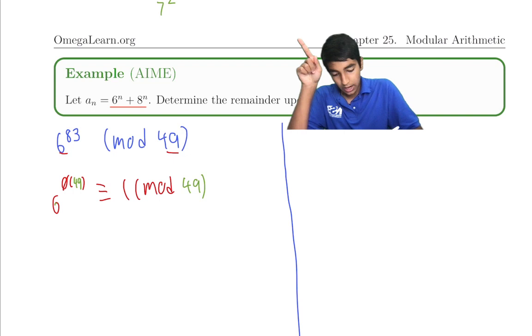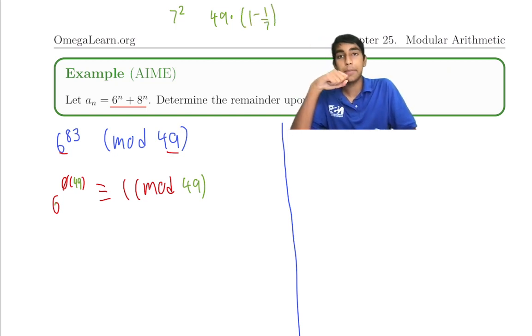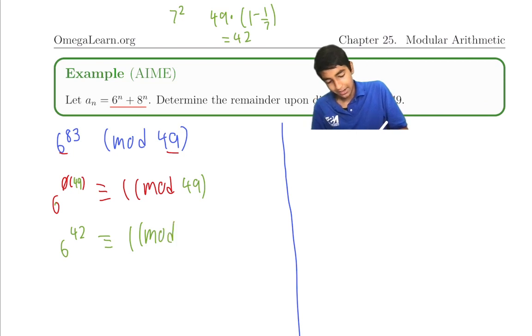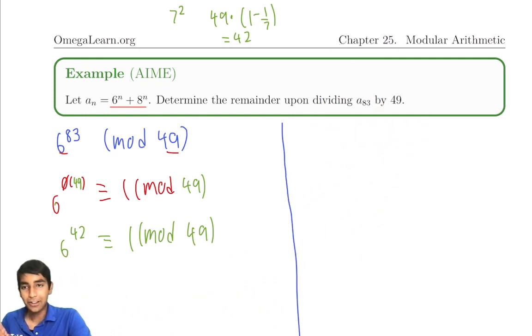So, because 49 is 7 squared, then the totient is just 49 times 1 minus 1 seventh, or 49 times 6 over 7, which is 42. So 6 to the power of 42 is 1 mod 49. Isn't that cool? That is an application of Euler's totient theorem that we just learned.